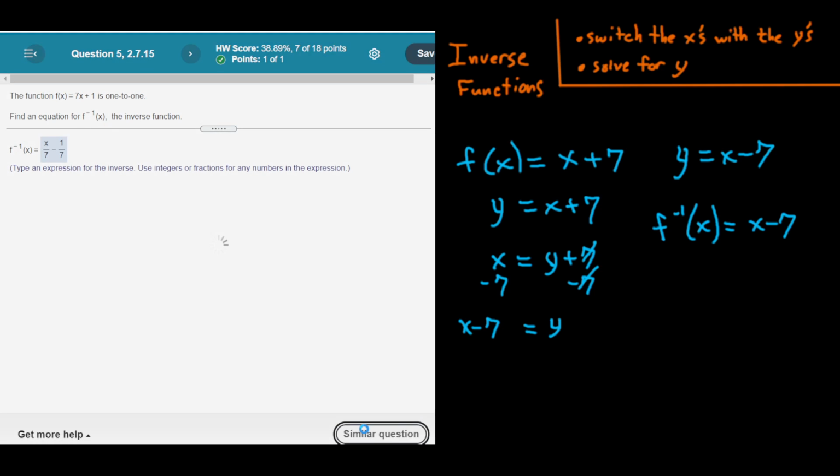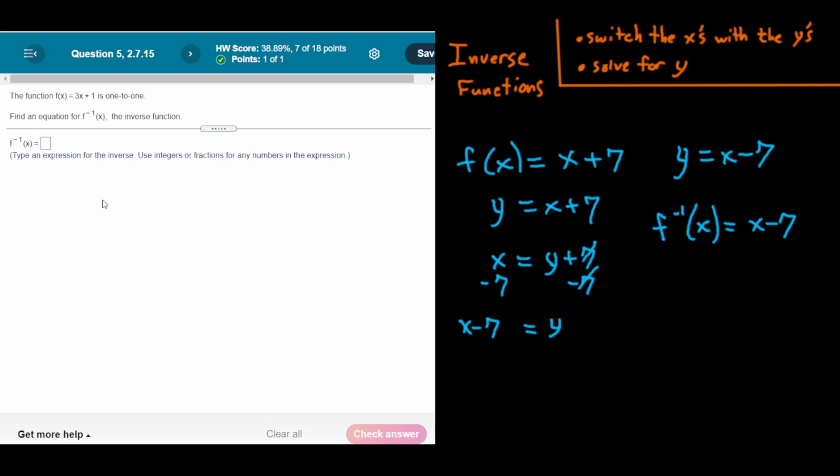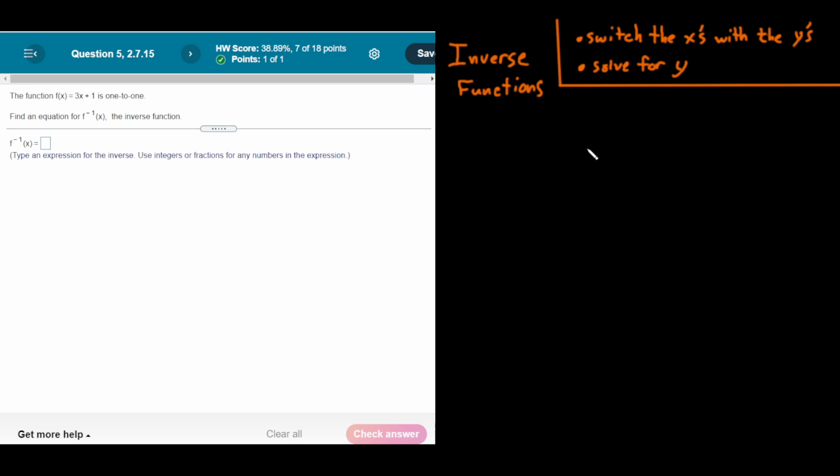Okay, let's do this one. They told us that it's one-to-one, so it's going to have an inverse function. So let's just jump right in. I'm going to say this is y equals 3x plus 1 just to save some time. All right, so you know the two steps. Switch the x's and the y's. x is equal to 3y plus 1. Solve for y. Now, in this chapter, in this section, your ability to isolate variables, to isolate that y, is really going to be helpful.